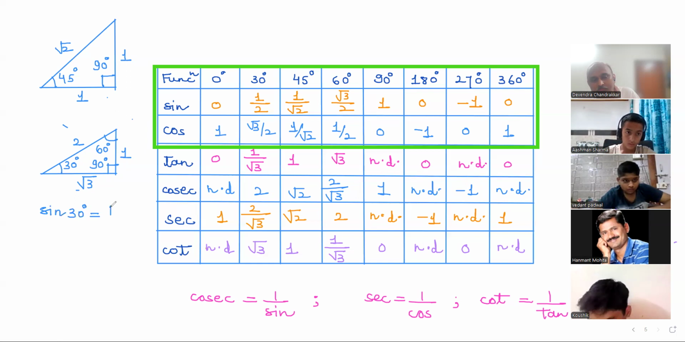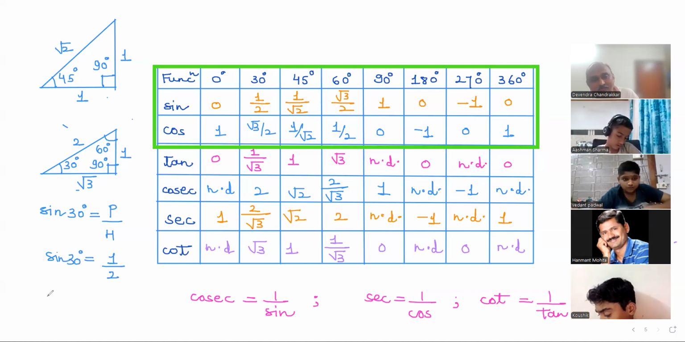Now tell me, sine 30 is what? Perpendicular upon hypotenuse. Yes or no? What is the value of perpendicular here? 1. What is hypotenuse here? 2. So sine 30 is 1 by 2. Yes or no? Easy peasy.